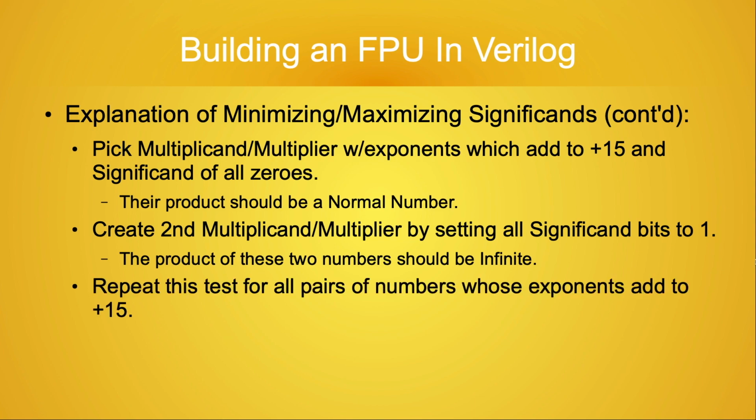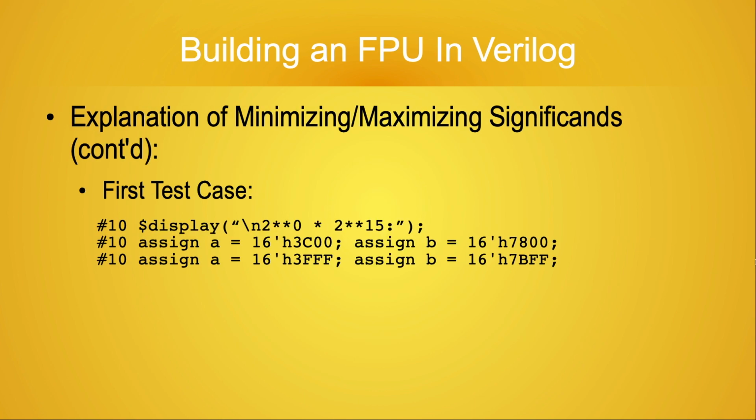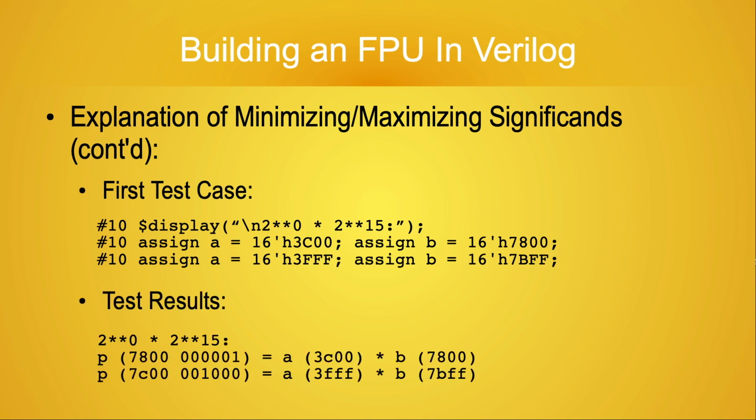This test should be run for all pairs of exponents which add to plus 15, and for all combinations of positive and negative multiplicand multiplier pairs. Here is the first example. The test results confirm that the first product is a normal number and that the second product is infinite.